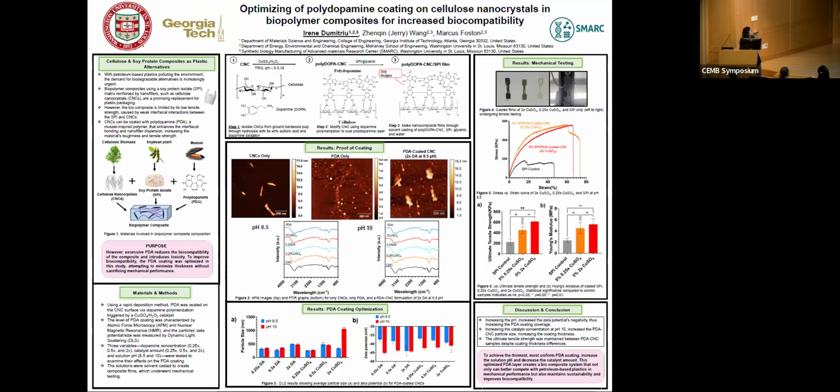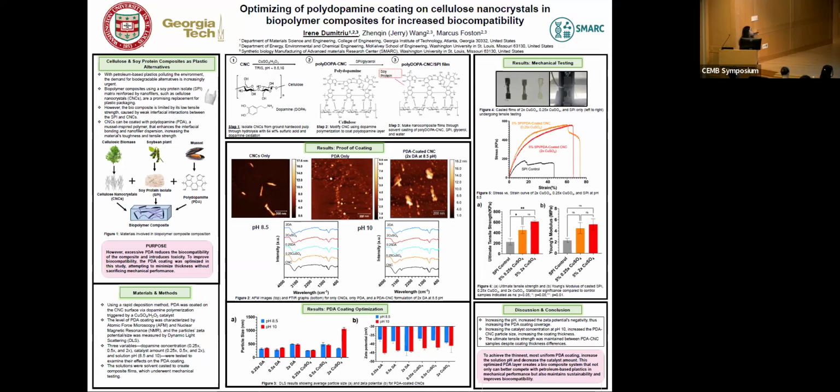But before we move on to testing these films, we have to first verify that we have a proof of coating, and we do this with AFM. I have three AFM images here. One is just our CNCs by themselves without any PDA coating. The second image is just PDA, no CNCs. Our third image is a formulation of 2 times DA and an 8.5 pH, and that's our PDA coated CNC.